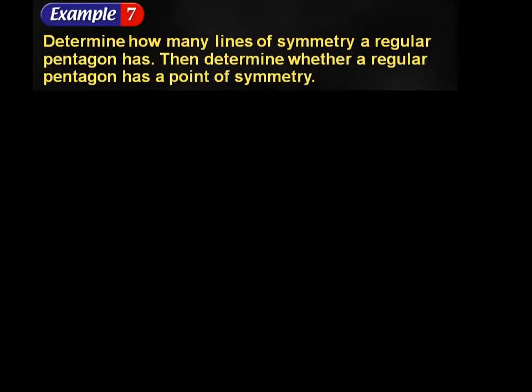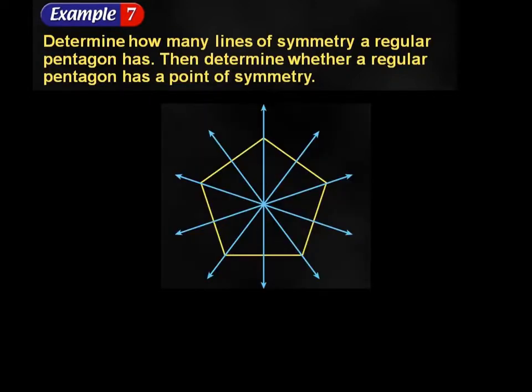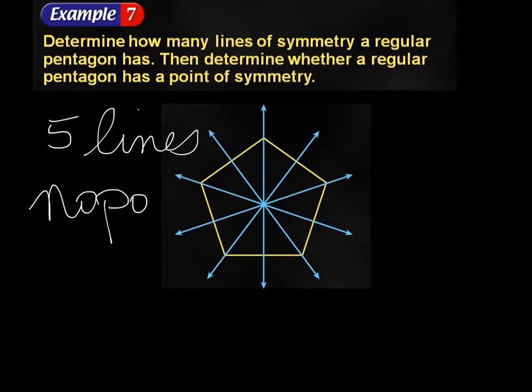Determine how many lines of symmetry a regular pentagon has, and determine whether a regular pentagon has a point of symmetry. Well, a pentagon has 1, 2, 3, 4, 5 lines of symmetry. But unfortunately, there's not a reflected point across there. So the short answer is 5 lines of symmetry, but no point of symmetry, because I can't reflect.